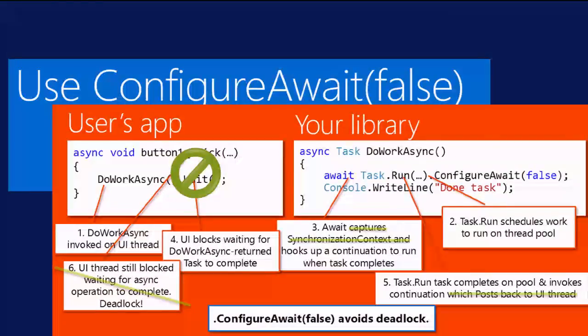But when we actually finish and we would post back to the UI thread, we're not doing that anymore. We're just going to complete where we are. We're going to continue running. And we do that Console.WriteLine. We finish DoWorkAsync. The method exits. We signal completion. And then that means that the UI thread picks back up. We haven't had a deadlock because we've finished our async method, our library async method, on a thread where we actually have the ability to continue on.